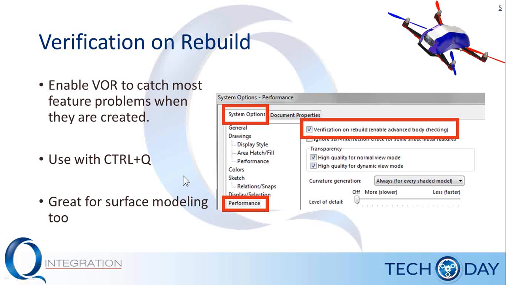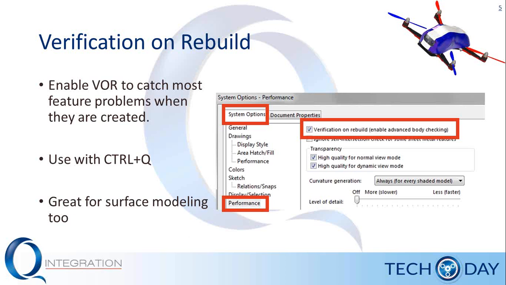Again, this is important to have on with sheet metal, just so that the features that you're creating are compared to all the faces in the body. Make sure we're not creating any invalid geometry. Again, if you're doing anything with surfaces, I highly recommend turning this option on as well.